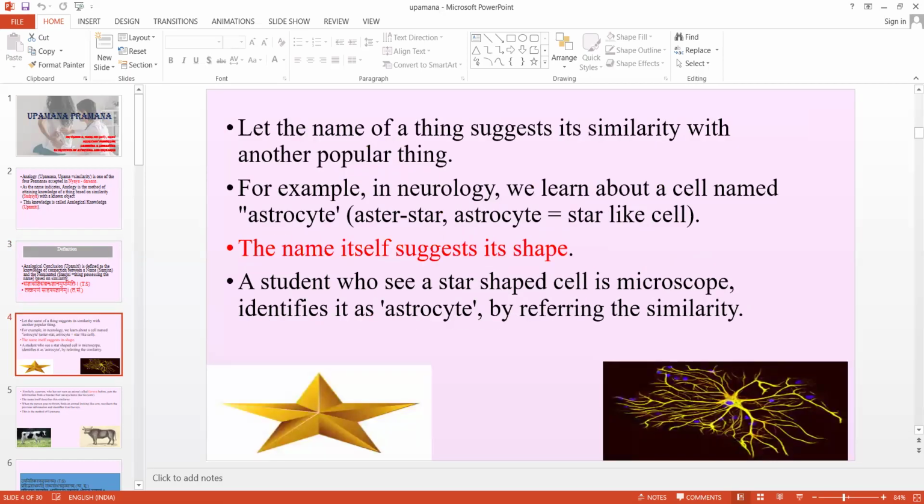In neurology, we have astrocyte. Astro means star. Star-like cells.